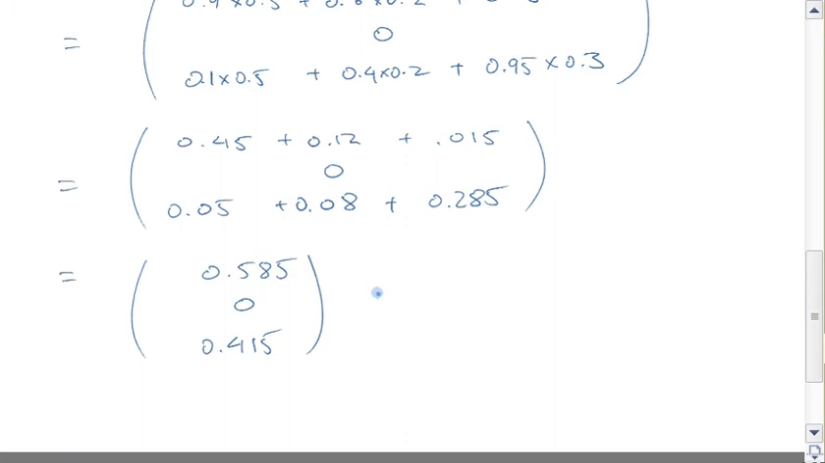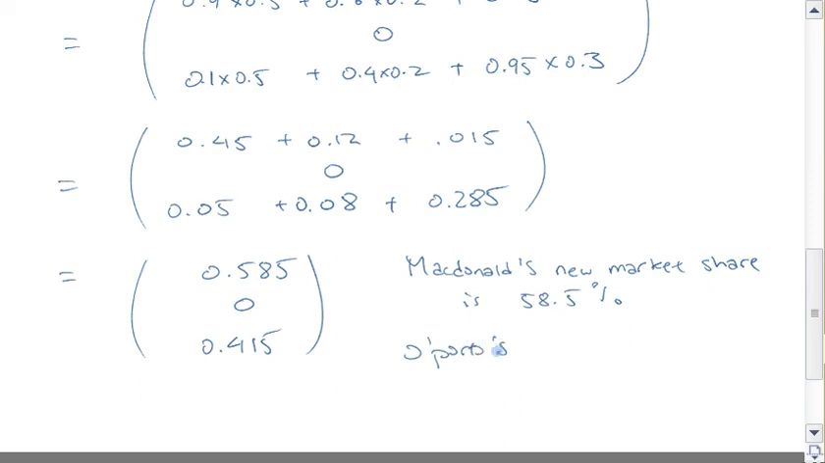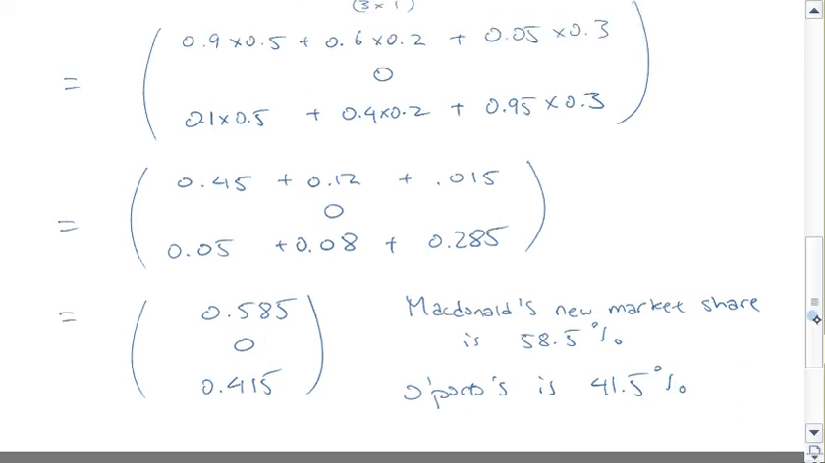Okay, so what this is actually saying, right, is that McDonald's new market share is 58.5%, and Oporto's is 41.5%. And we can see that this is actually what it is. Okay, so first of all, we should check this and think about it. It makes sense that if we started off with 100% market share spread across all three, we should wind up with 100% spread across all three. So these two numbers should add up to 100%. 58.5 plus 41.5 is indeed 100%.